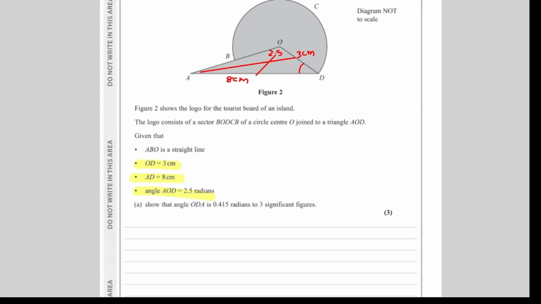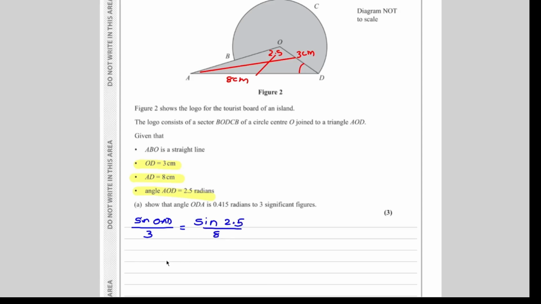So let's apply sine rule. So I'm going to apply the sine rule. Let's get it in this way. Sine OAD over its opposite length, which is 3 centimeters. Since we need to get this angle, start off with the angle that you need to get. Then it is easy. Equals, then another sine angle. Sine 2.5 over its opposite length, which is 8.